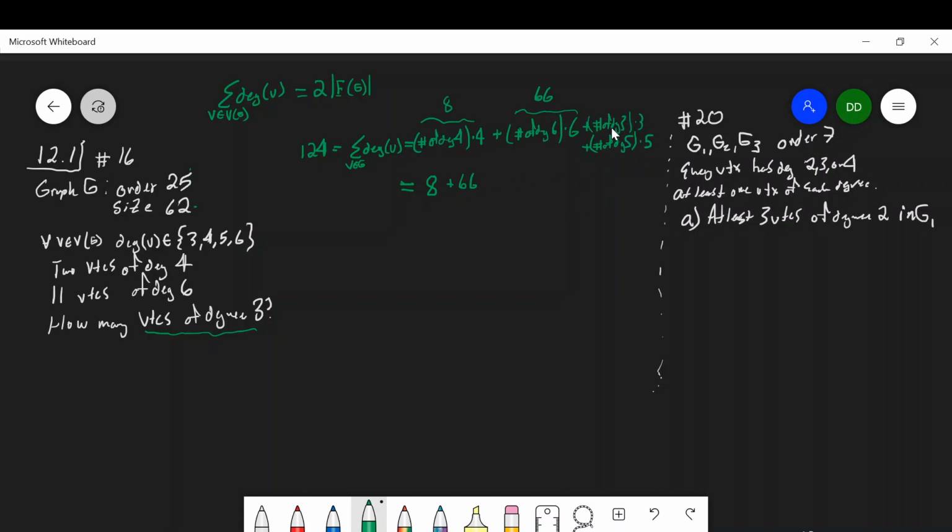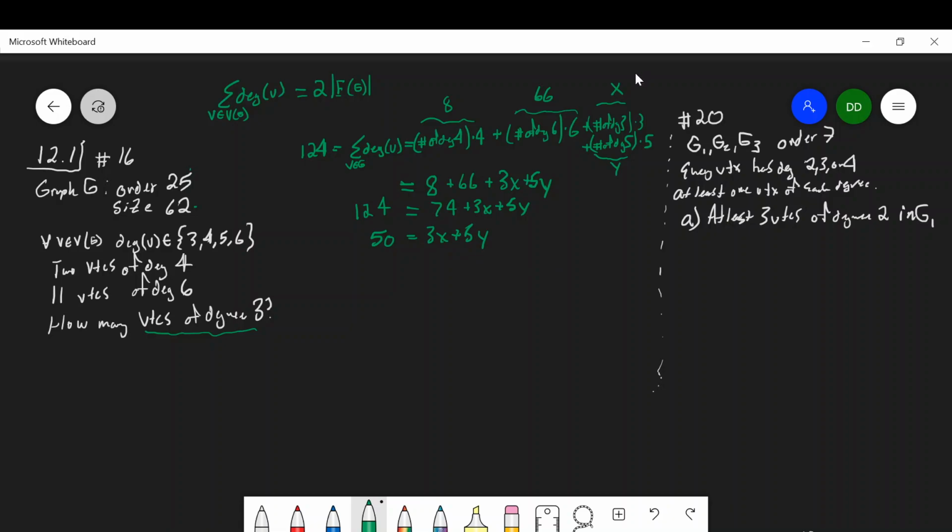And then I don't know how many vertices of degree 3 or degree 5, so I'm going to give variables to those. Whenever I have some unknowns, it's wise to give them variables. So I'm going to let x be the number of vertices of degree 3 and y be the number of vertices of degree 5. Then that part of the sum looks like 3x plus 5y. So let me simplify this a little bit. We have 74 plus 3x plus 5y, and we know that should sum to 124. Let me subtract that 74 over, so this is 50 equals 3x plus 5y.